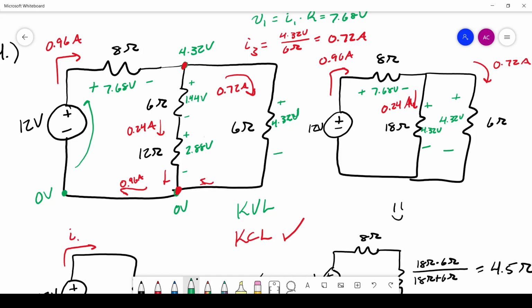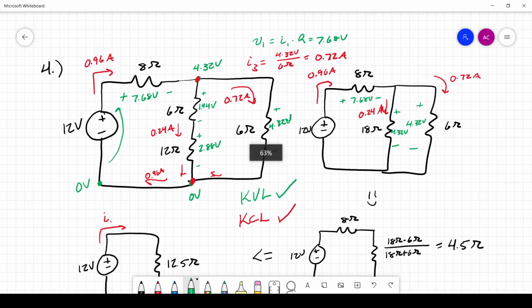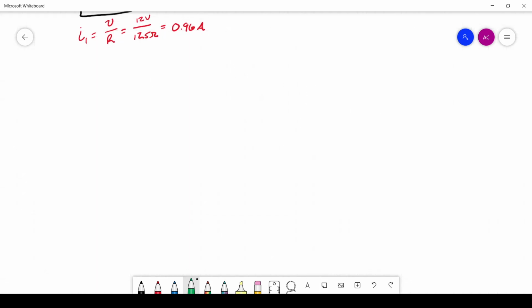Now we have to check the outer loop. For the outer loop, we still have that same 12 volt rise, minus 7.68 volts from the 8 ohm resistor, and then minus that 6 ohm resistor on the outside, minus 4.32 volts, voila, gives us 0 once again. So KVL is satisfied for this circuit. Now we have completely solved this circuit. We know the voltage and the current at every single position on the circuit. That's good enough for us, and as well it should be. This thing is completely and entirely solved.